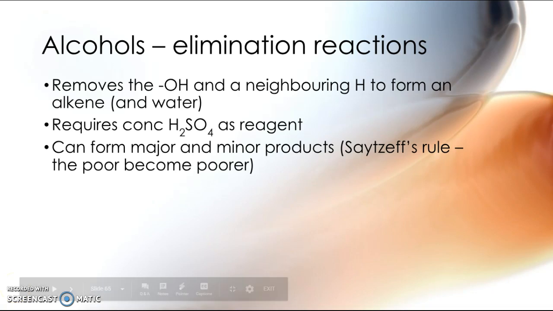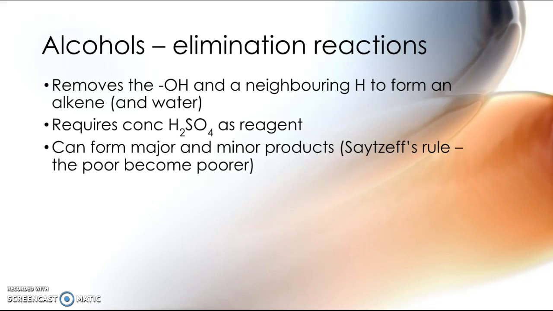As for haloalkanes, alcohols also undergo elimination reactions, and these are forming alkenes. So removing the OH group and a neighbouring hydrogen, forming an alkene. Water is the secondary product. And the reagent that we use for this is actually concentrated sulfuric acid. It must be concentrated. Don't say 1 mole per litre, 1 mole per litre is not concentrated. Just write down conc sulfuric acid.